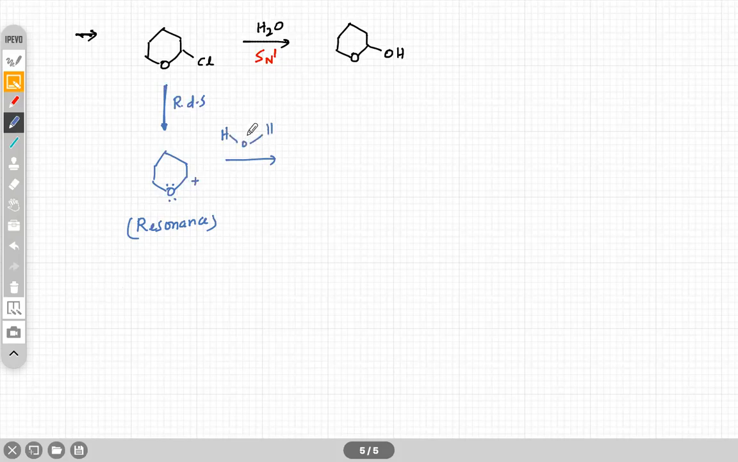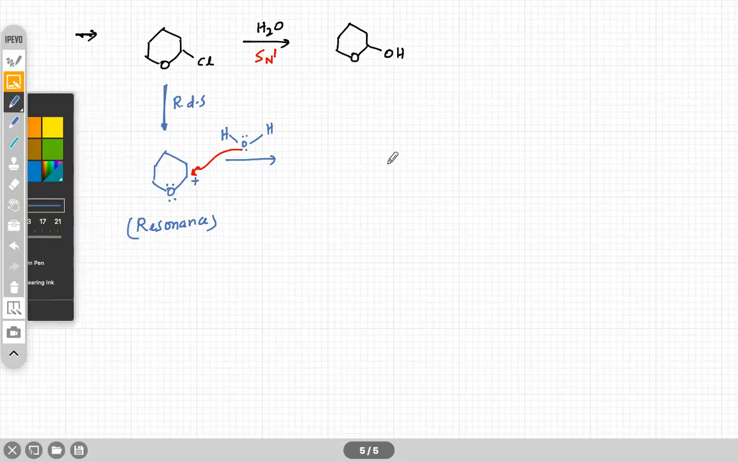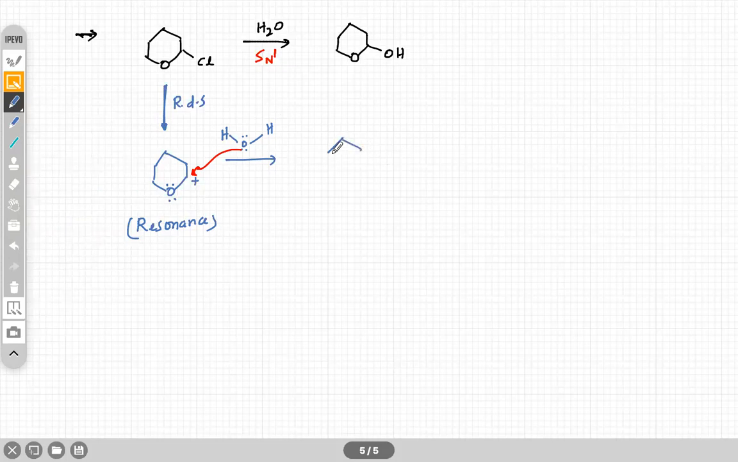H2O behaves as a nucleophile, and this attacks onto the carbocation, right? And it converts into OH. I'm just explaining this particular step also here. Since oxygen donates its lone pair, oxygen will have a positive charge on this.